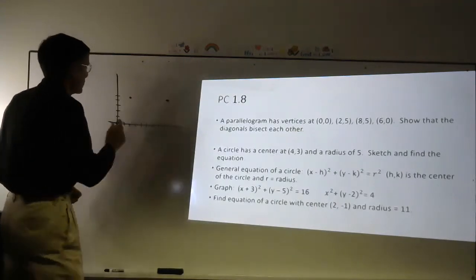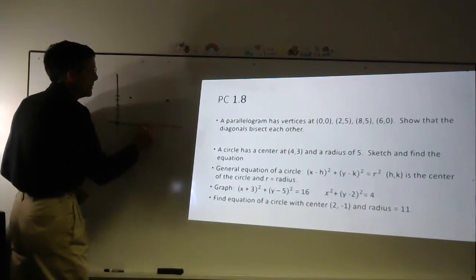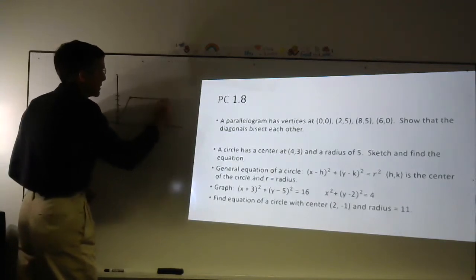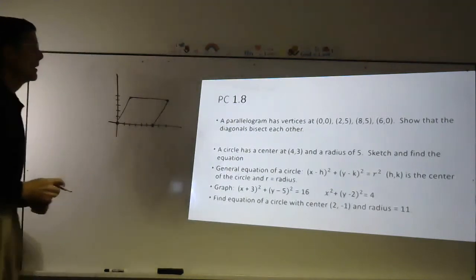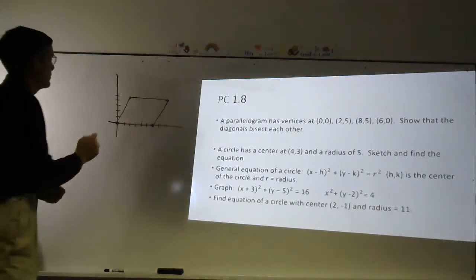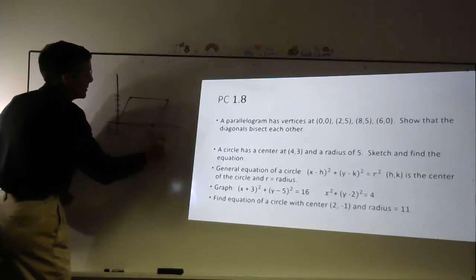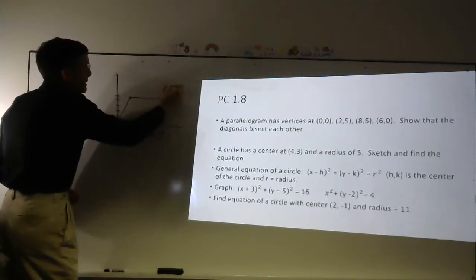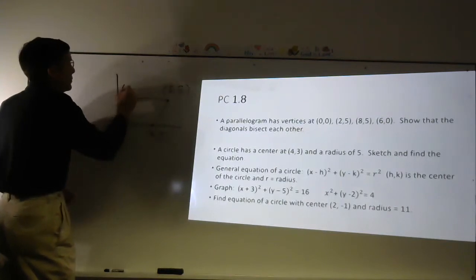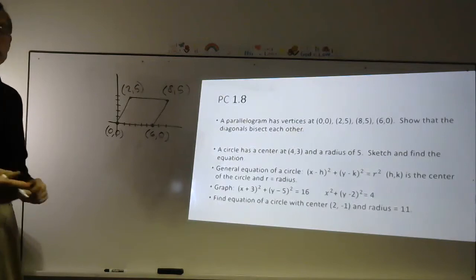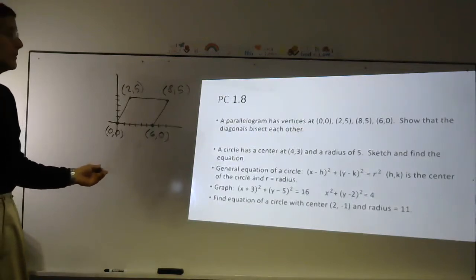Okay? And then 6 and 0. It doesn't look too bad after all. There's my parallelogram. Okay, let's put the points in here: 0, 0, 6, 0, 8, 5, and 2, 5. Right? Show the diagonals cut each other in half. They bisect each other, cut each other in half.